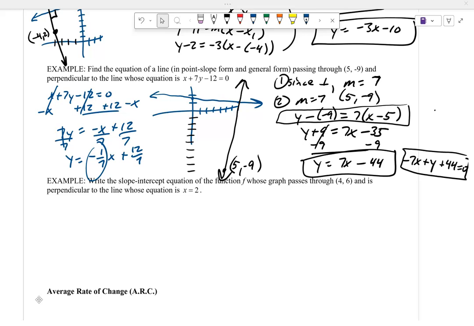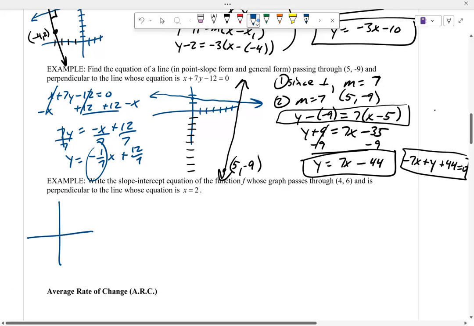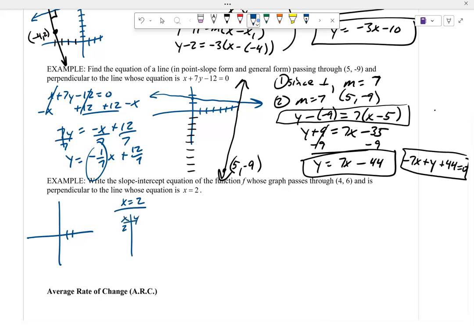Write the slope-intercept equation of the function whose graph passes through (4, 6), perpendicular to x equals 2. Well, if x equals 2, if you're making a table of values, x is always 2. It doesn't matter what your y is. If you're plotting those points: (2, -2), (2, -1), (2, 0), (2, 1), (2, 2). Anyways, hopefully you'd notice that's my vertical line, x equals 2.